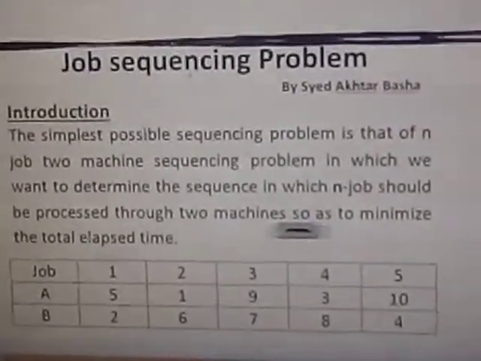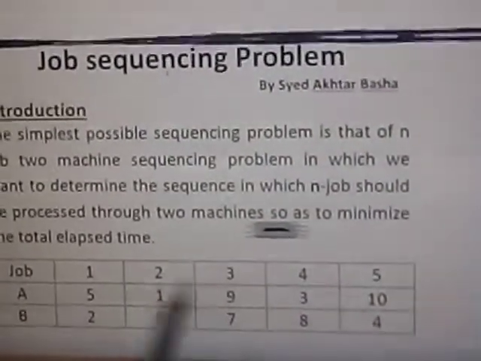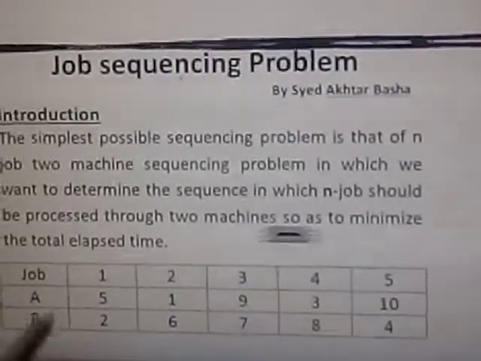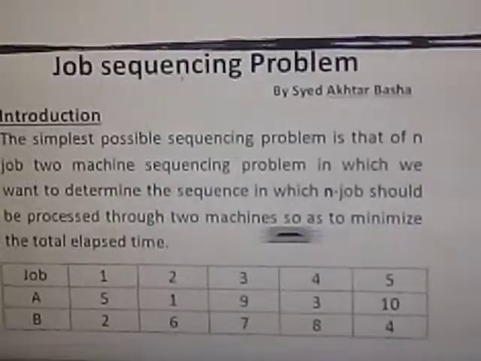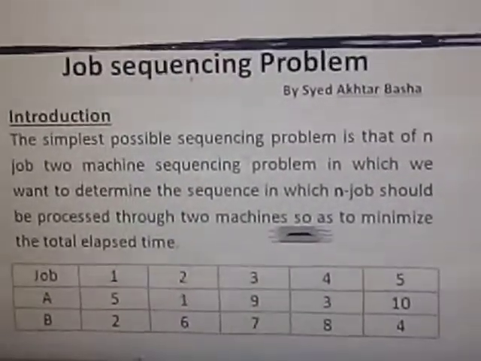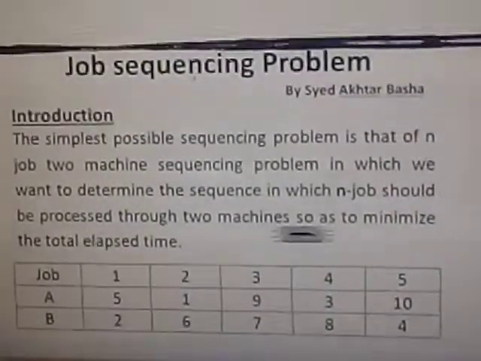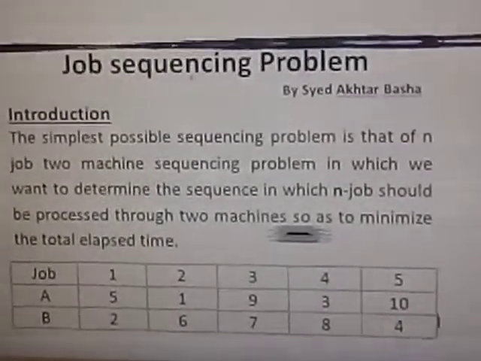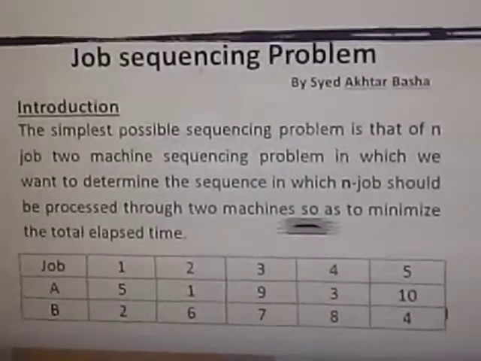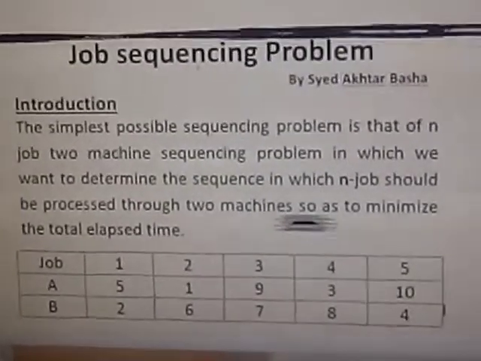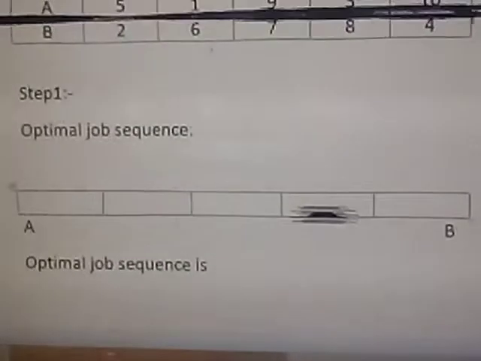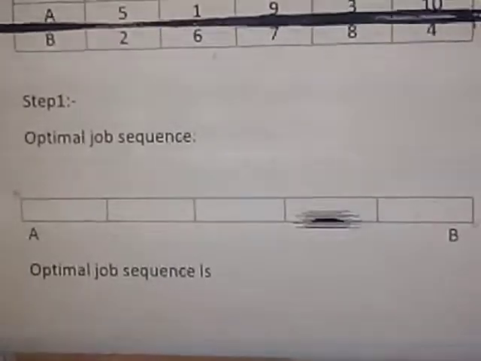Here we have 5 jobs: 1, 2, 3, 4 and 5. There are two machines, machine A and machine B. Here is the number of hours taken by the machines for the respective jobs. In this sum we need to find idle time and total elapsed time. Step 1, we need to find the optimal job sequence.